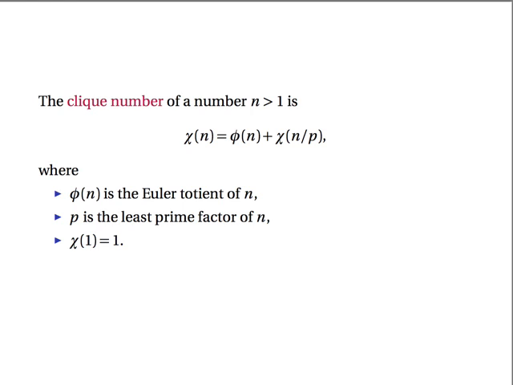With the motivation above, we define the clique number of a number recursively by saying that the clique number of 1 is 1, and the clique number of any larger number is the totient of the number plus the clique number of that number divided by its least prime factor. This matches with our formula for the clique number of the cyclic group of order n.